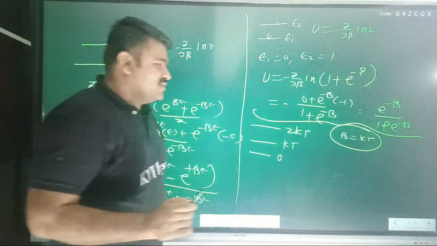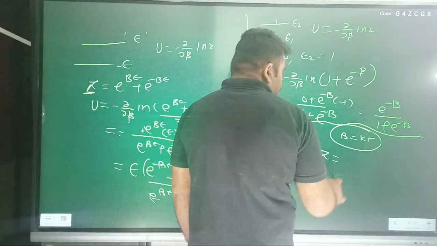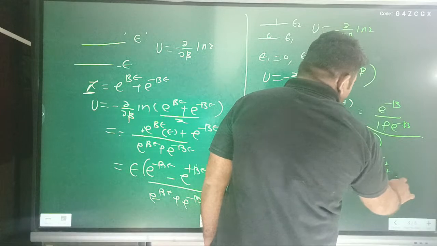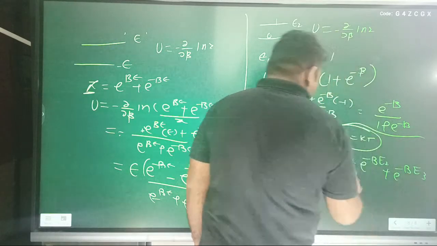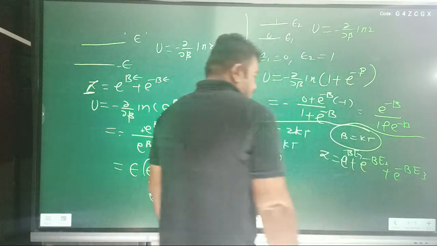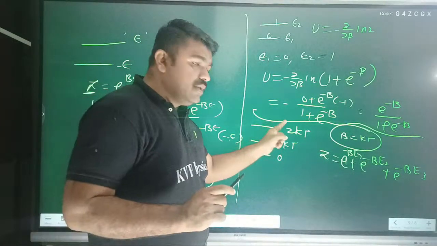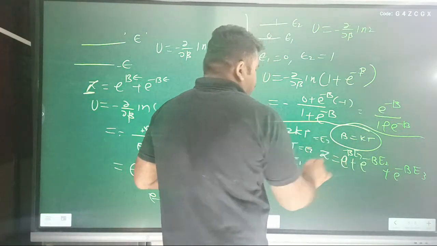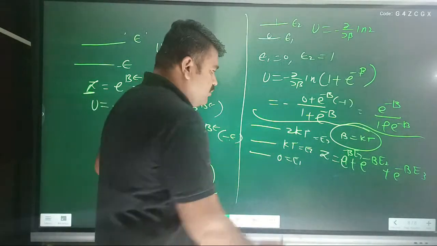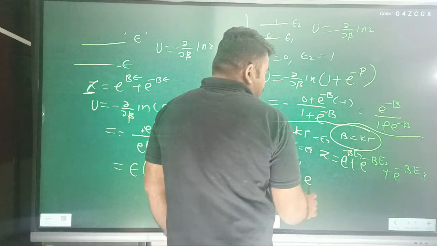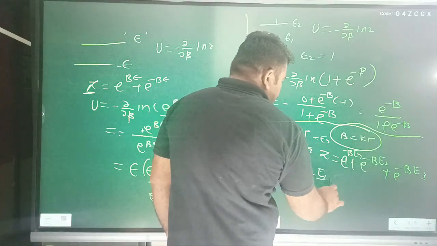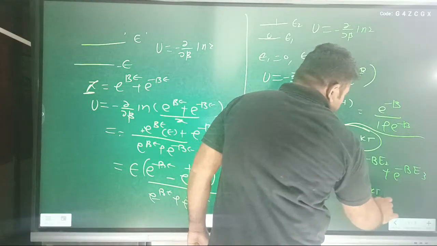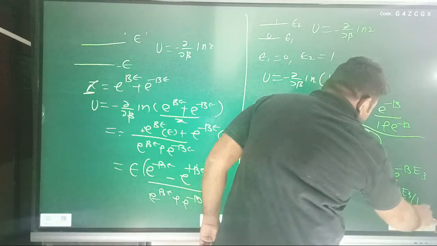Then what is the partition function? Partition function Z is equal to e to the power minus beta E1 plus e to the power minus beta E2 plus e to the power minus beta E3. What is the value of E1, E2, E3? This energy is nothing but E1. This is E2. This is nothing but E3. Now substitute this value in this equation. Then we get Z is equal to e to the power minus E1 upon kT plus e to the power minus E2 upon kT plus e to the power minus E3 upon kT. ये जनरल फॉर्म है.